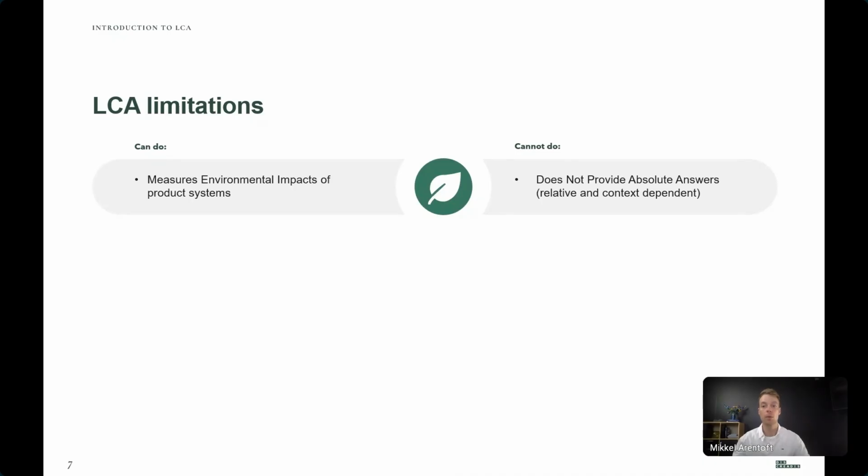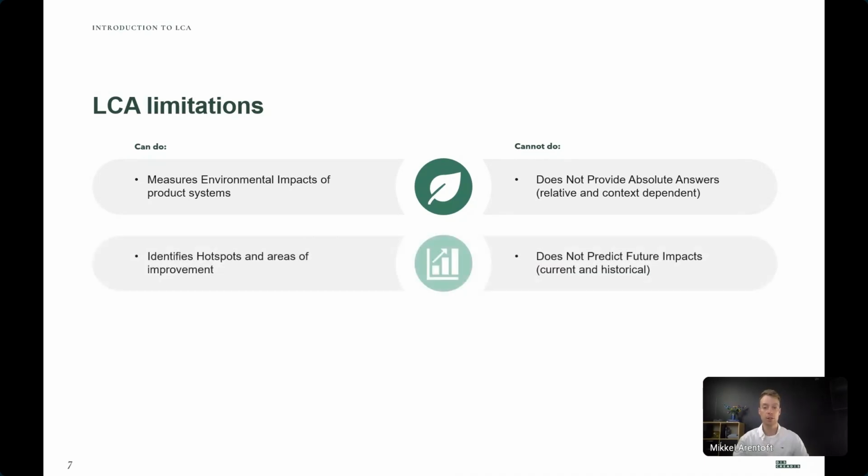For example, which of the two concepts have a lower carbon footprint, and that answer is dependent on the scope of your assessment also. One electric car might have a higher production footprint than the fossil alternative if we look only at the production phase, but a lower footprint in the overall life cycle when including the use phase. This is just an example.